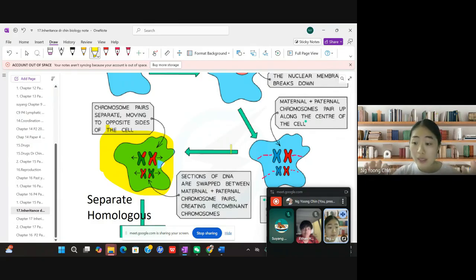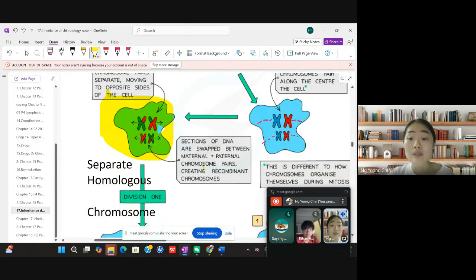Just imagine this is one chromosome, this is another chromosome, they just cross over. So sections of DNA can swap between the maternal and paternal chromosomes. So they'll create a recombinant chromosome. This is called a recombinant chromosome because they just crossed over. Here and here cross together. So they will get different genetic combinations. So this will increase their genetic variation.